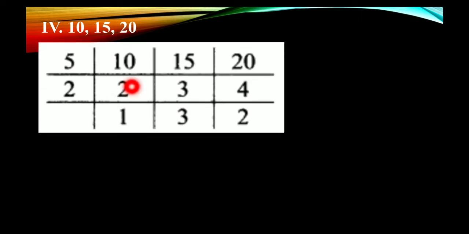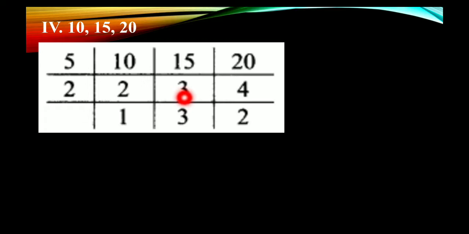So now I have question number 4 here, 10, 15 and 20. Now we have 3 numbers, okay? Let us solve. All 3 numbers are divisible by 5. So 5 2s are 10, 5 3s are 15, 5 4s are 20. Now 2 and 3 are prime numbers, so we will stop here itself.